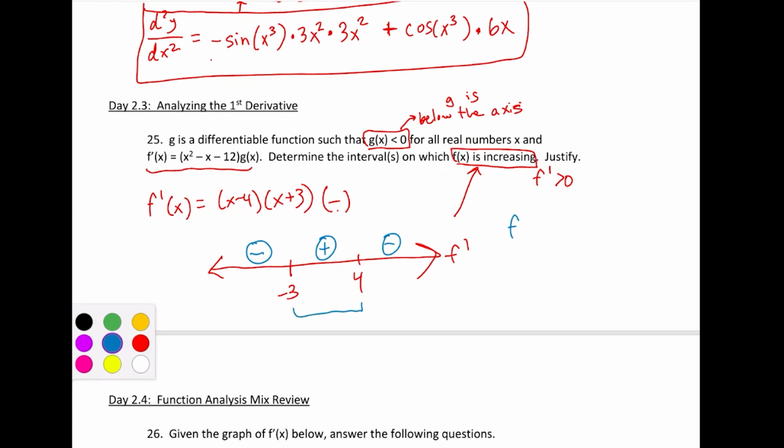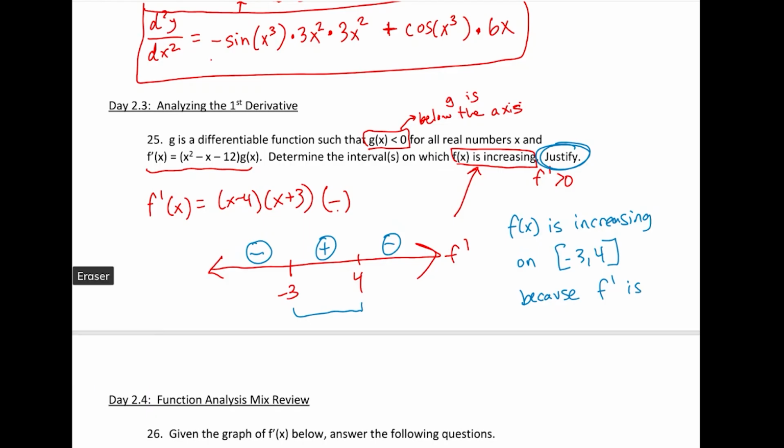So I can say f of x is increasing on the interval negative 3 to 4. Here it doesn't really matter if you use parentheses or brackets, but it's on that interval. And the justification here is because f prime is positive. An easier way to say it is just f prime is greater than 0 on the interval negative 3 to 4.